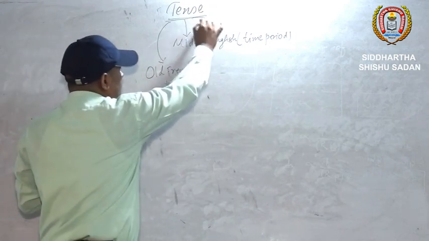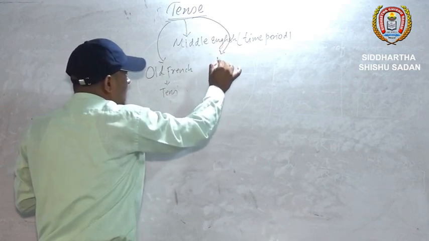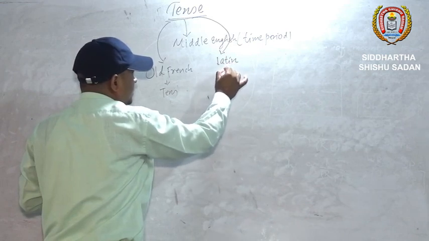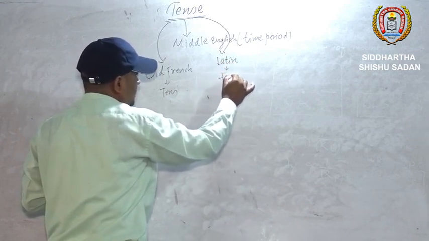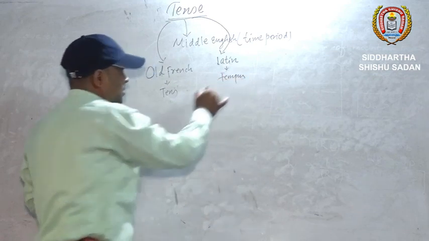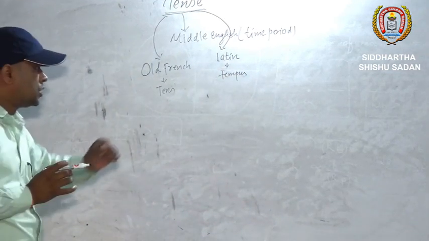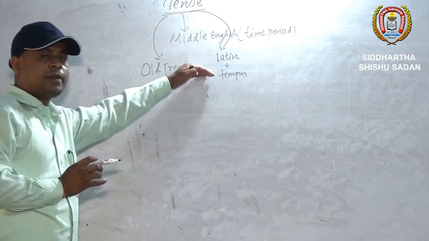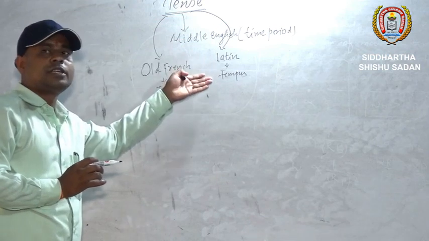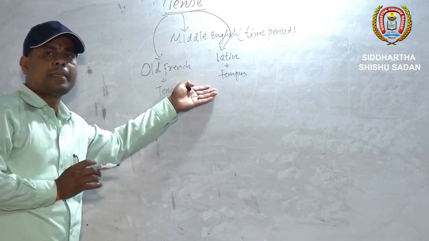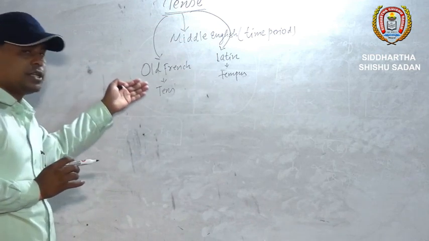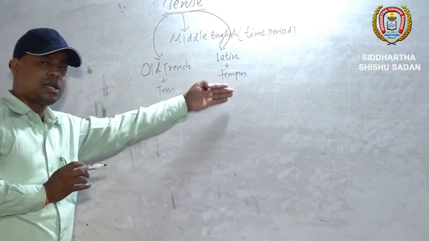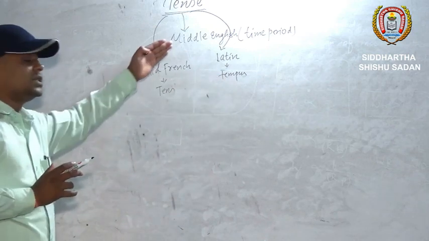At the same time, there was a Latin word, tempus. Tempus. The word tense came from the Latin word tempus and the one French word tense, T-E-N-S. These both occurred in Middle English.